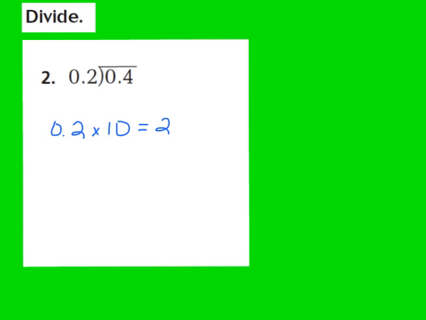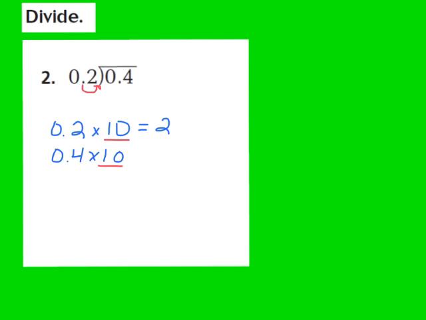So once again, all we've done is take our divisor 2/10 and move the decimal one place to the right, making that now the whole number 2. Now here's the key to decimal division as well. Whatever power of 10 you multiply your divisor by, you also have to do the same to your dividend. So I'm going to take my 4/10 and also multiply it by 10, because I have to multiply by the same power of 10 for both my divisor and my dividend.